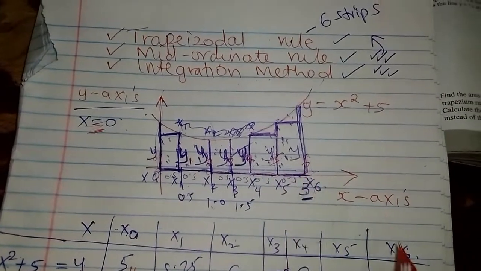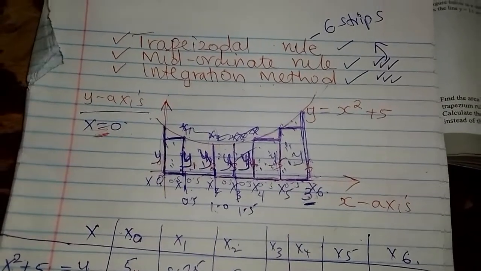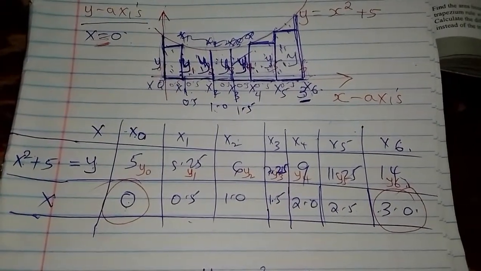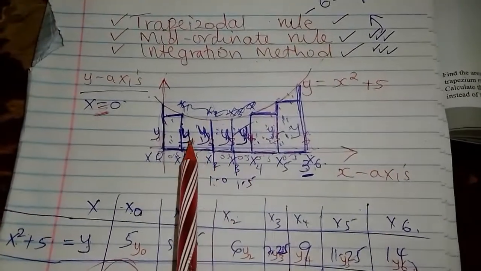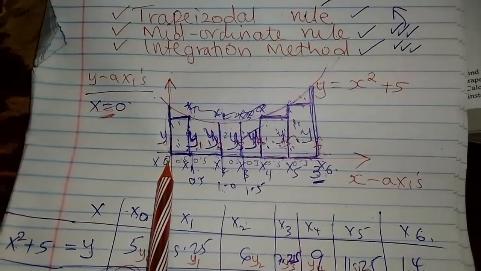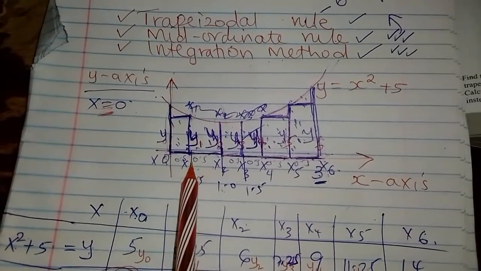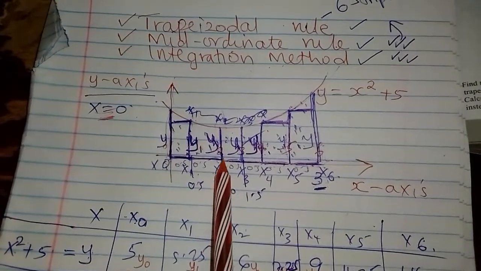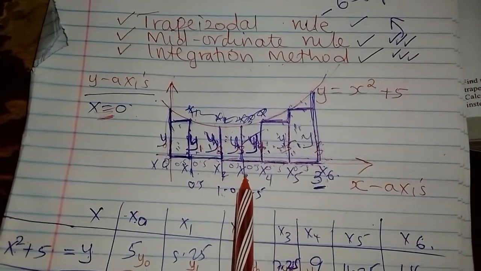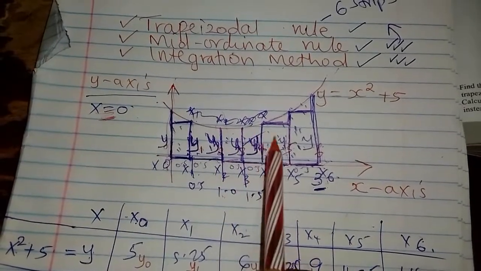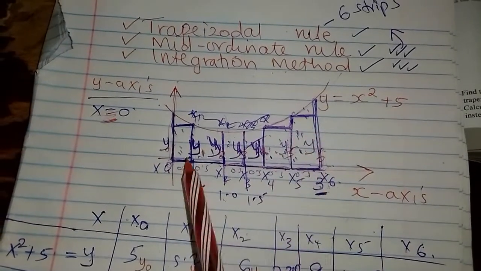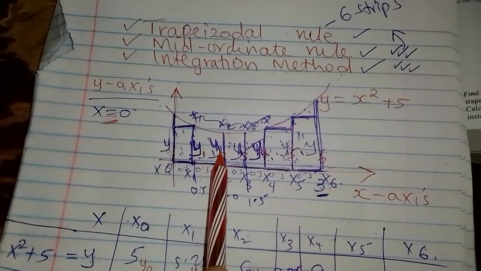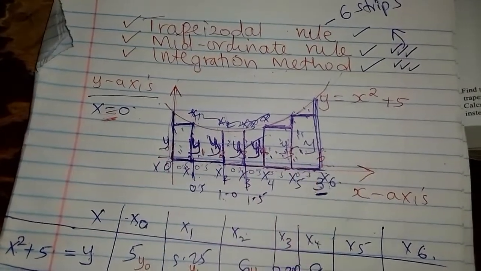Okay? And in that case, I'm going now to actually say, if x is 0, what is going to be the height? If x is 0.5, what is going to be the height? If x is 1.5, what is going to be the height? Or the y? The y. The height in terms of the y-axis. Now in this case, you actually have to label it y0, y1, y2, y3, y4, y5, y6.